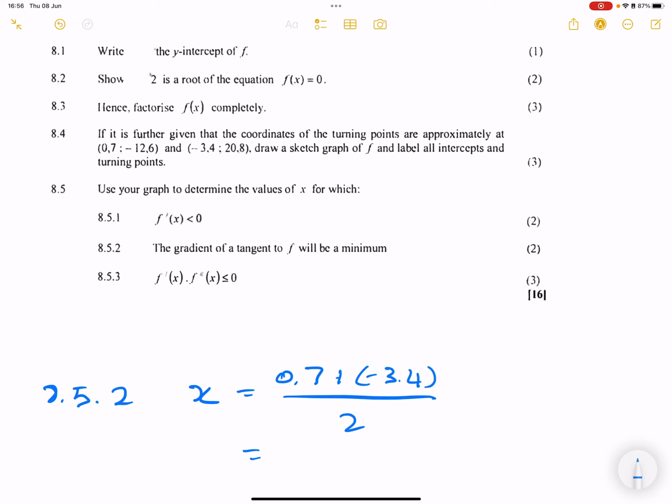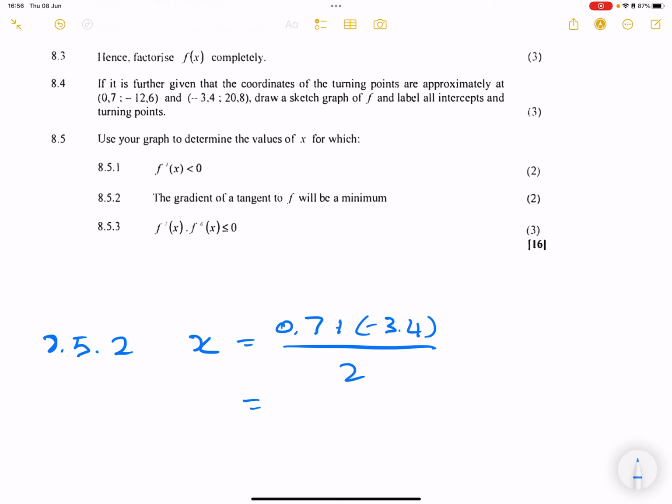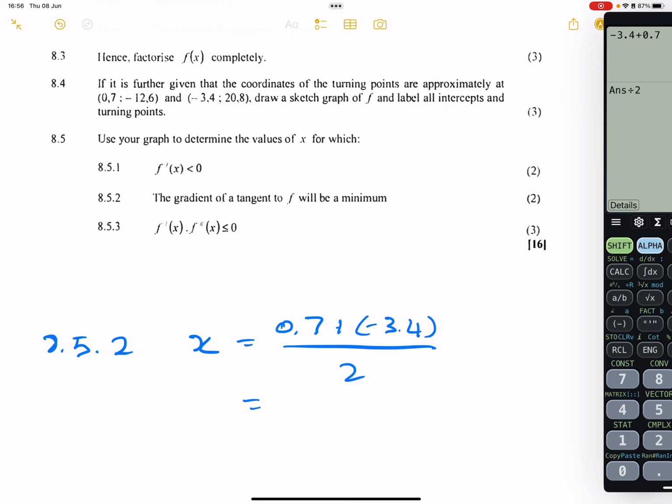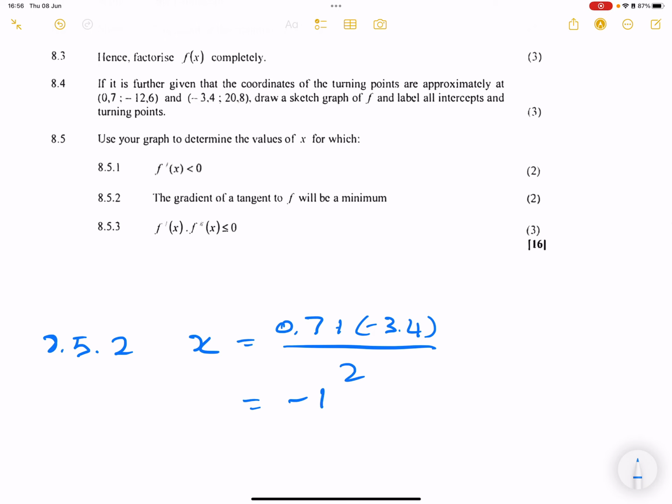So that's the midpoint. So in this case, I'm going to have minus 3.4 plus 0.7. That gives me negative 2.7, and divided by 2, I get x is equal to negative 1.35. I hope that makes sense, ladies and gents. So that is where we will have the gradient being at a minimum.